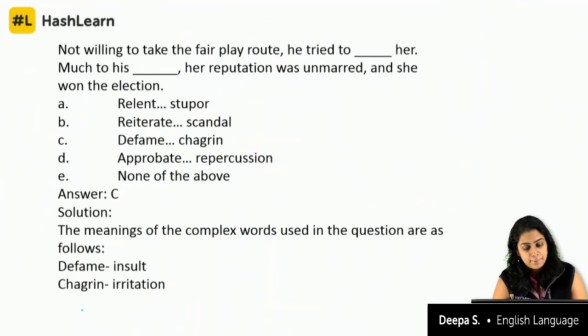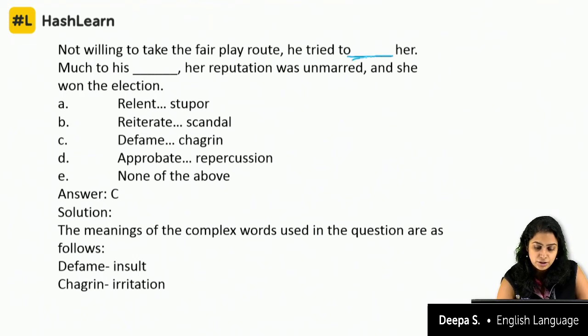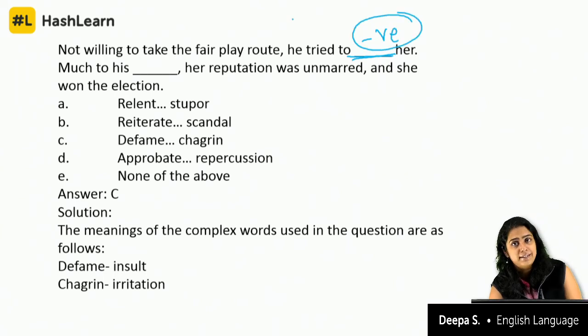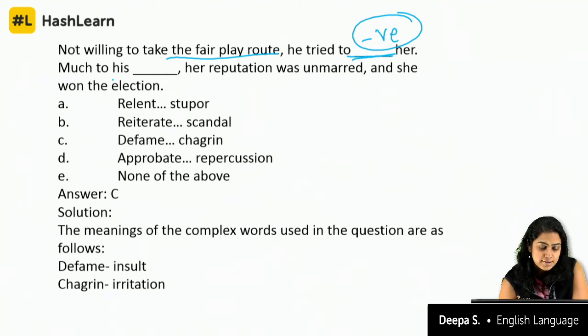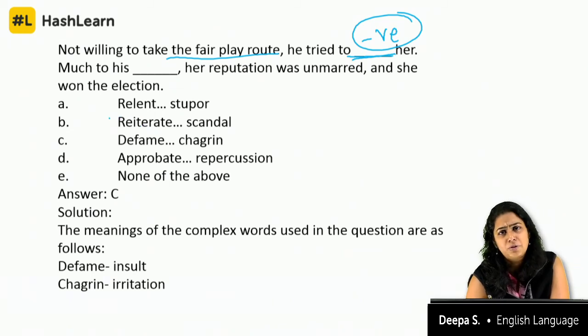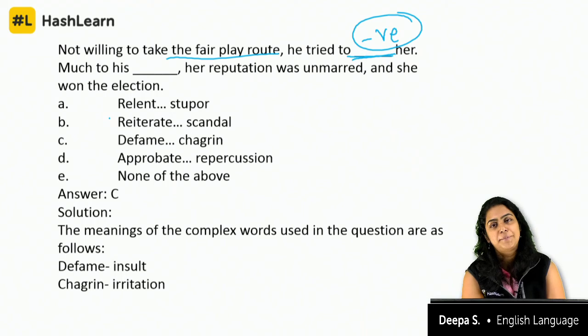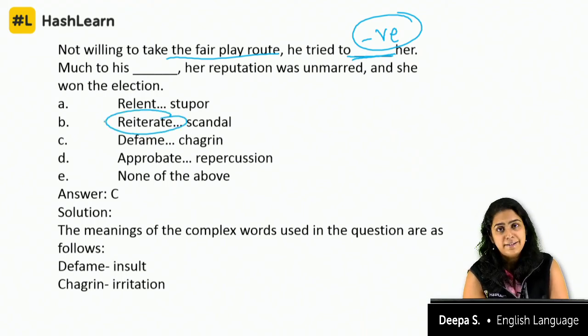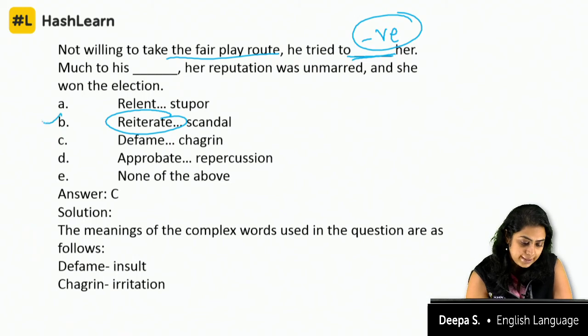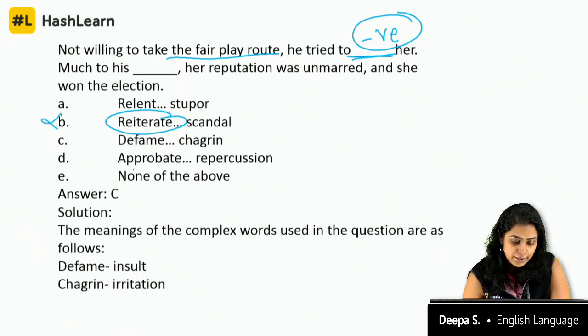Look at this. Not willing to take the fair play route, he tried to dash her. So this is a negative word that I am looking for, because there is no fair play involved. Okay, what I do first is I eliminate the positive words. Relent, reiterate. Reiterate is very neutral, meaning I keep telling you, please read books, please start reading, correct? I reiterate what I say. Okay, so reiterate is not negative, it's neutral. I eliminate this. Okay, so look at defame.